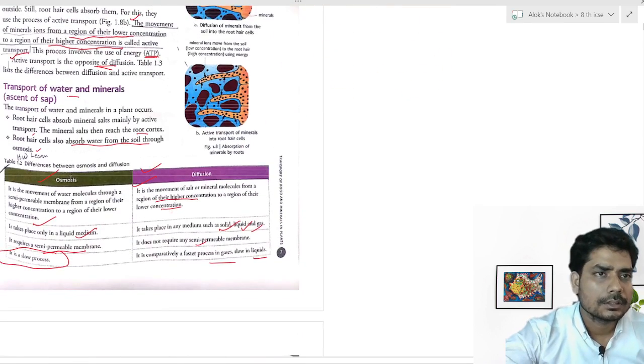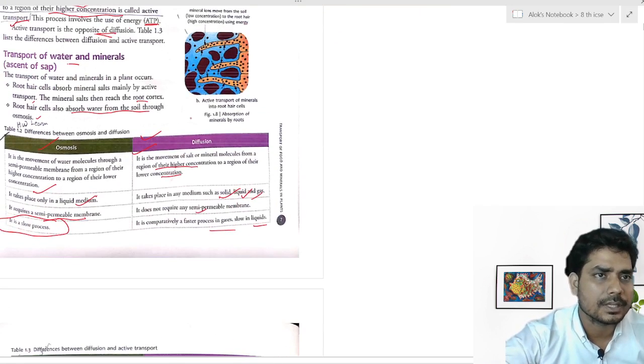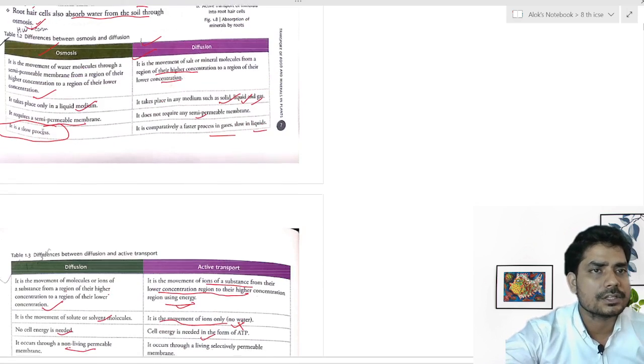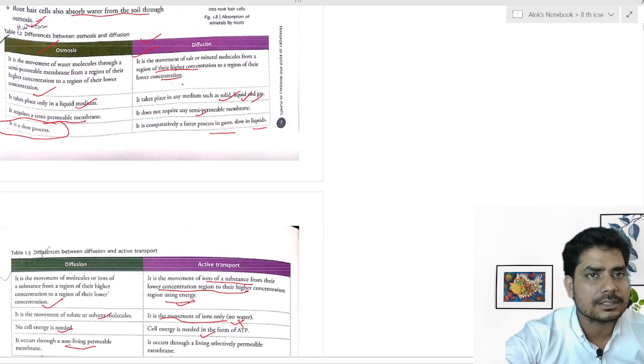Okay. The transport of water and minerals is known as essential sap. Essential sap occurs in the vacuoles of plant cells. Transport of water and minerals in plants occurs as follows. First point, the root hair cell absorbs mineral salts by active transport. The mineral salts reach the root cortex, and the root hair cell also absorbs water and minerals through the osmosis process.